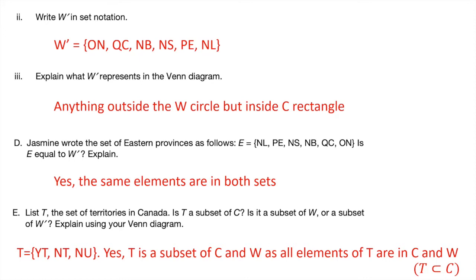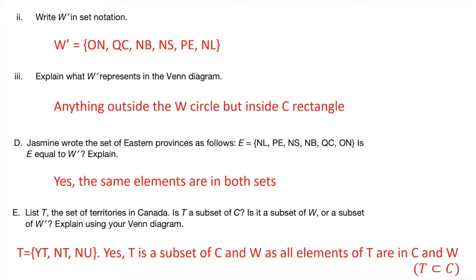If we have to explain what W prime represents in the Venn diagram, well, again, in the Venn diagram, it's going to be the area outside of the circle, but inside the rectangle. That's what makes the rectangle so important, is the fact that it represents the actual universal set. So that area is representative of, in this case, the complement of W.